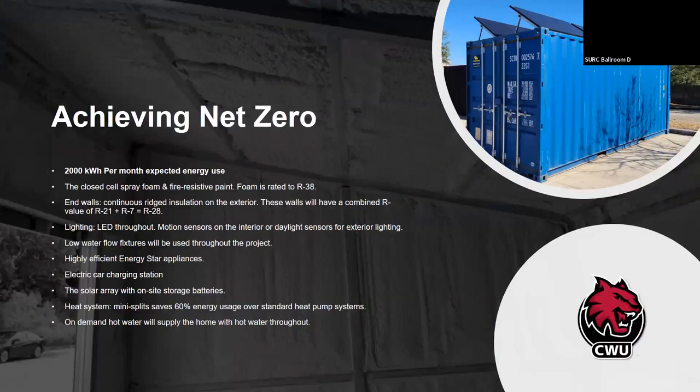So one of the goals was to achieve net zero. We plan to use 1,000 kilowatt hours per month. On the exterior of the home, we'll have a closed cell spray foam and fire-resistant paint. The foam is rated R38. And then on the end walls, we'll also have another wall there, constructed out of steel and rigid insulation. These walls have a combined R value of R28.